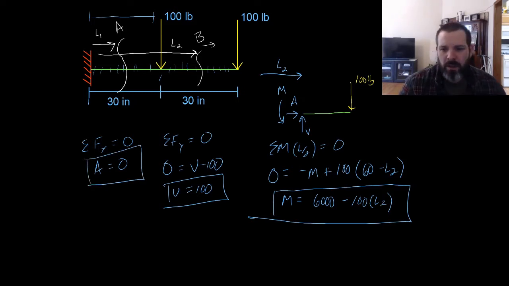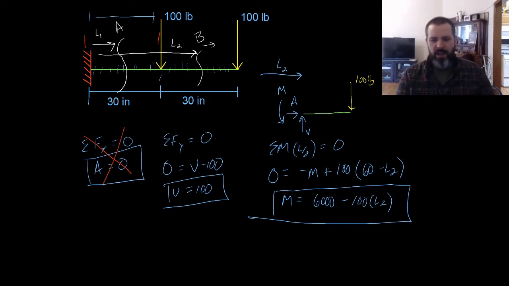Now, this gives us 6 equations. We have A, V, and M between the support and the first point load. We have A, V, and M between the two point loads. The axial force for both of these was 0, so it's very uninteresting, so we're not going to look at it. But we're going to look at our shear force. We have V1, V2, M1, M2.